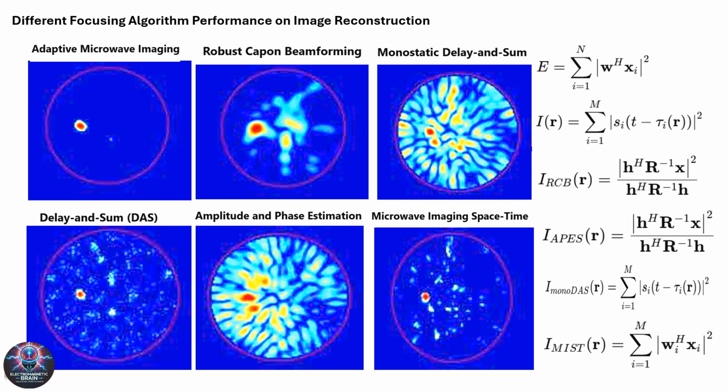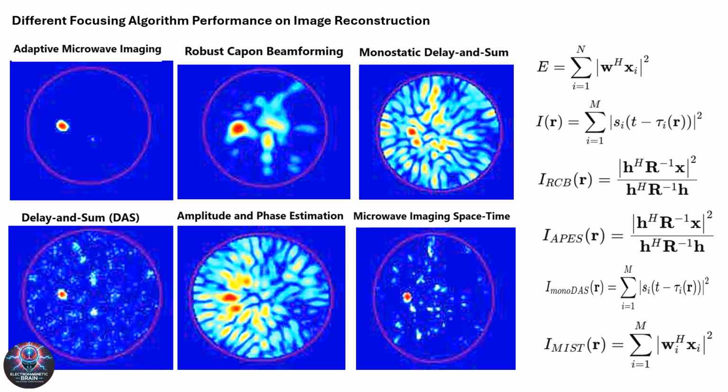The amplitude and phase estimation (APES) method focuses on both amplitude and phase recovery of the backscattered signals, offering higher resolution. However, its sensitivity to noise can reduce the quality of the output. The intensity formula is I-APES. APES performs similarly to RCB, but with slightly more noise, though it still achieves high-resolution imaging. In contrast, monostatic delay and sum is a simpler approach that sums signals after time shifting to align them. In its formula, tau i is the time delay. As shown, monostatic DAS struggles with heavy noise and low resolution, making it hard to distinguish the target clearly.